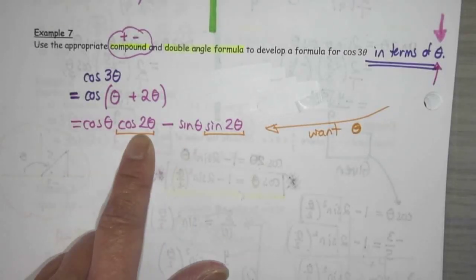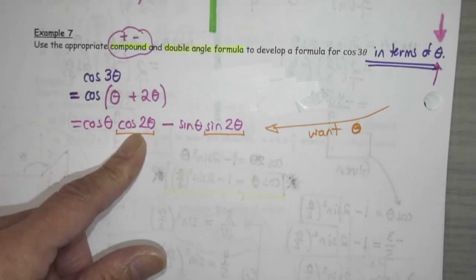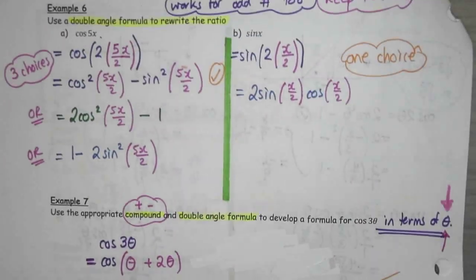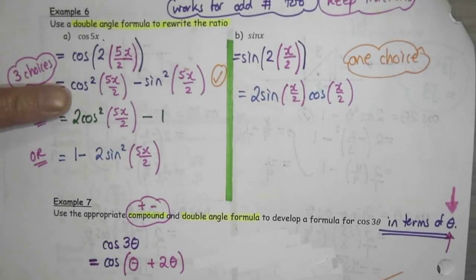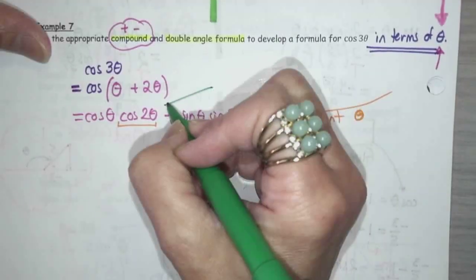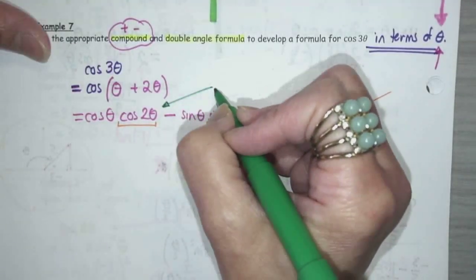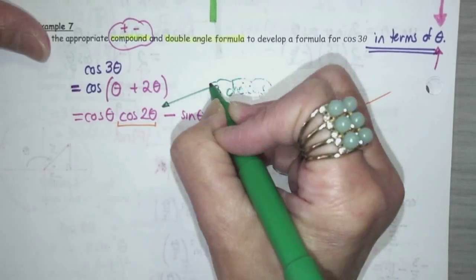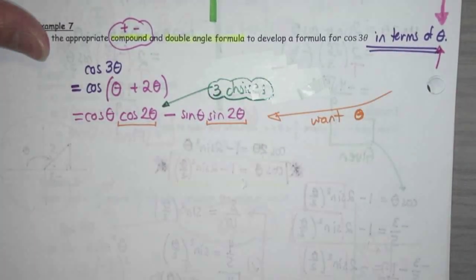For this one, I have 3 choices. Which one do you choose? Any. I would have 3 sets of answers. So like what I did up here, I would accept all 3 of those answers, right? So here, for this part, that's my 3 choices. For this one, there's only 1 choice, and here we go.